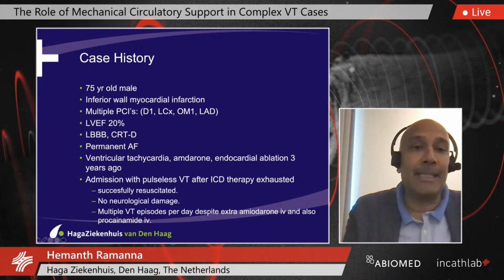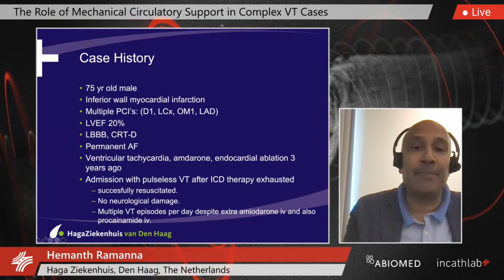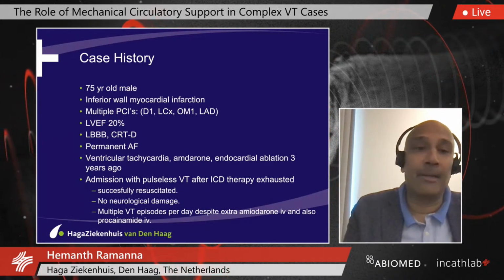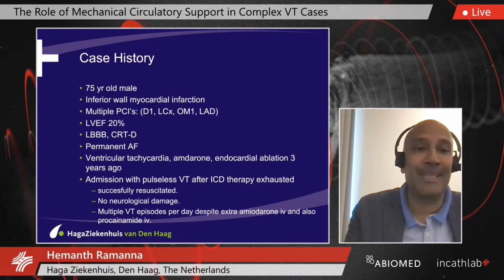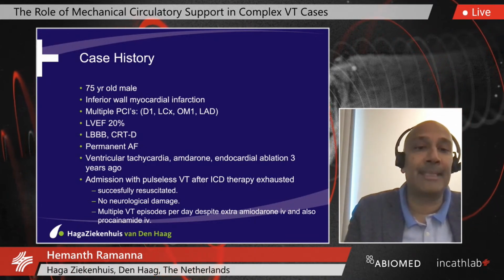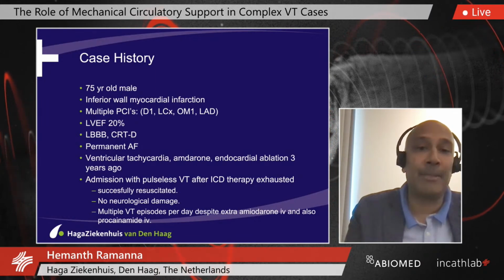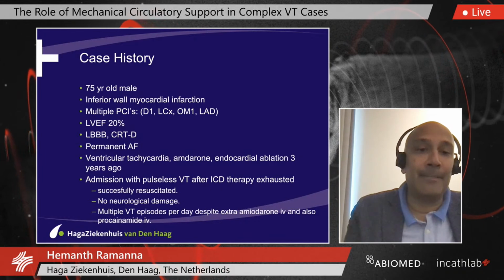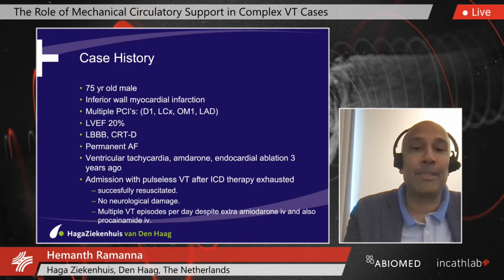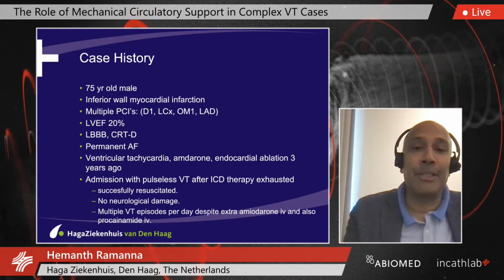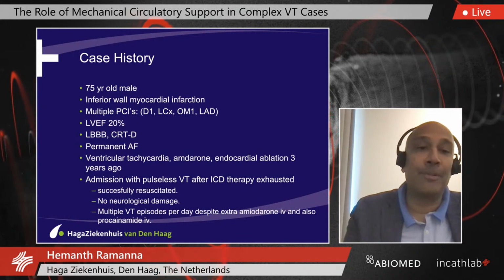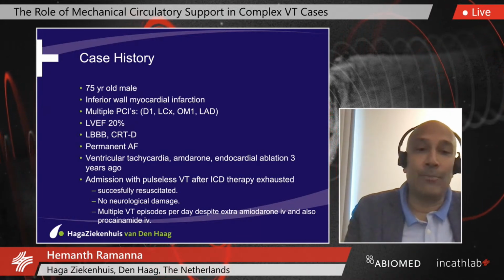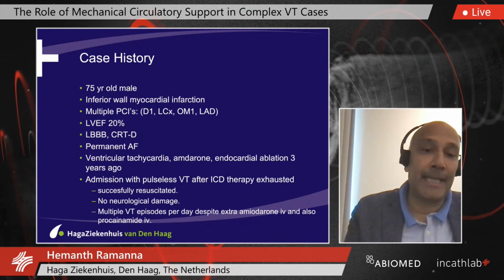And he presented in the ER with a pulseless VT. His ICD had detected it and had given therapy, but had exhausted its therapies. Of course, you could still look at the way it had been programmed, but he was successfully resuscitated. He had no neurological damage. And then during that admission, he had multiple episodes of VT, and they shot up some extra IV amiodarone. They tried procainamide and it didn't work, and something clearly had to be done.